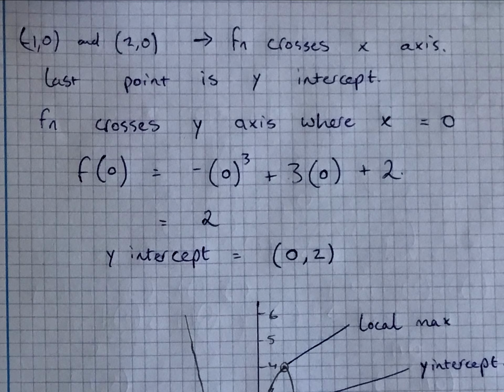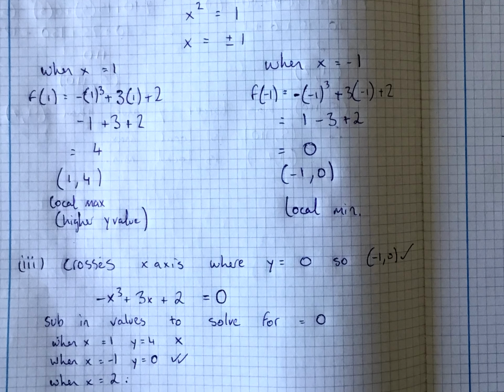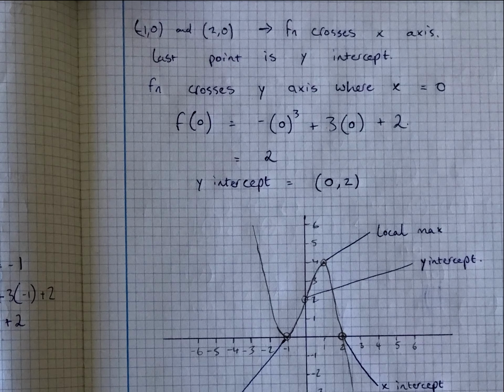So, as I've said there, those 2 points at the top are where the function crosses the x-axis. The last thing I need to find is where it crosses the y-axis. Remember, the function crosses the x-axis where y is equal to 0, and the same thing happens the other way around: the function crosses the y-axis where x is equal to 0. So I sub in 0 as my value for x, and I can work out the y-intercept, whereabouts that function crosses the y-axis, and that is 0, 2.